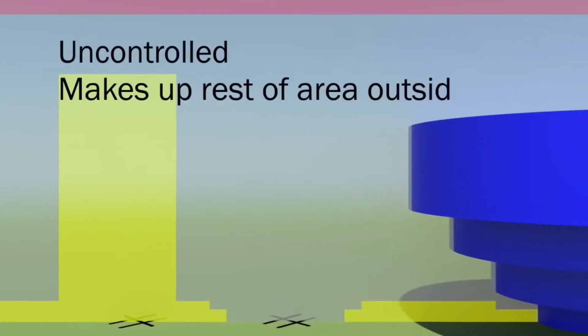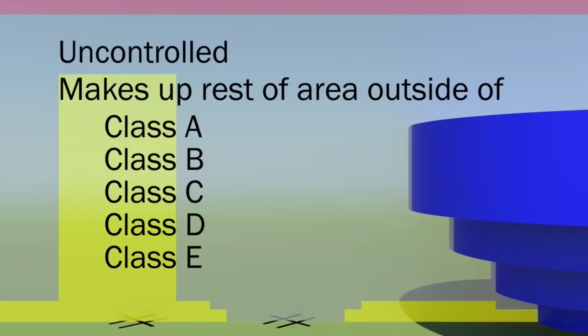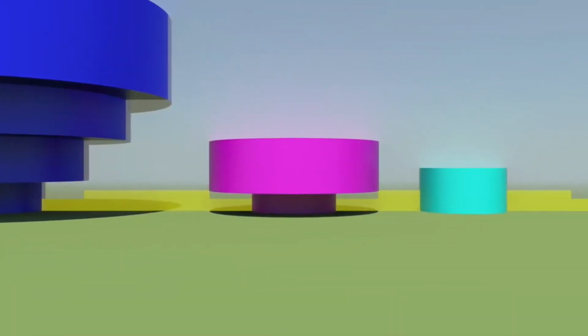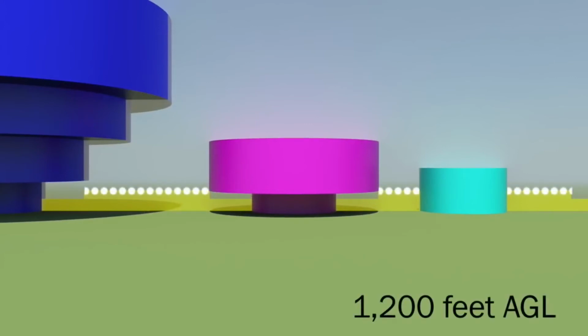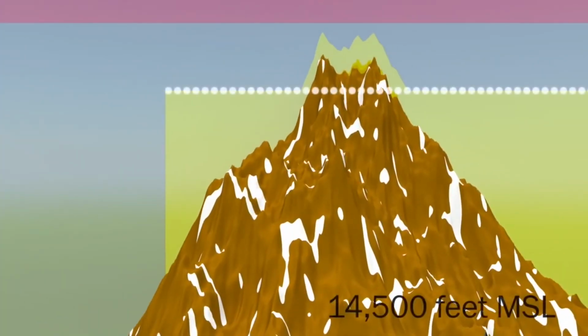Class G or Gulf airspace is uncontrolled and makes up the rest of the area that has not been designated already as Class A, B, C, D, or E. This airspace starts on the ground and continues upward until coming in contact with another class of airspace, usually Echo. In the majority of the country, this would mean that Class Gulf would extend up to, but not including, 1,200 feet AGL. The highest altitude Gulf will ever go up to is 14,500 feet MSL, unless within 1,500 feet of a really tall mountain.